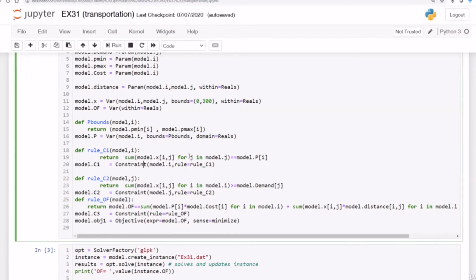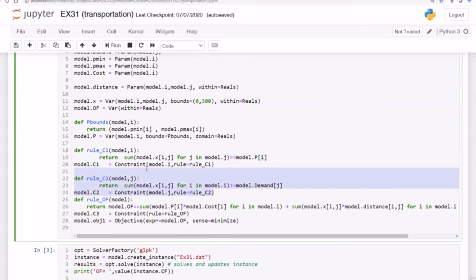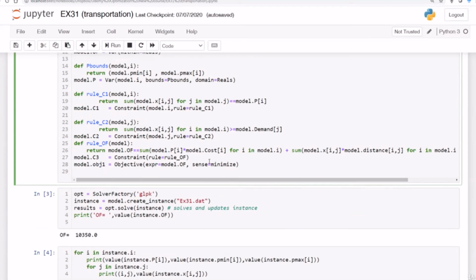And also how much we are producing is calculated this way: summation over j of model x ij for j in model J. Maybe we can improve it, but we will see. And also this constraint is on the production side, and this one is ensuring that the demand is satisfied. I intentionally put it bigger than or equal to the demand because it's easier for Pyomo to solve it, but it will not produce more than what is needed.